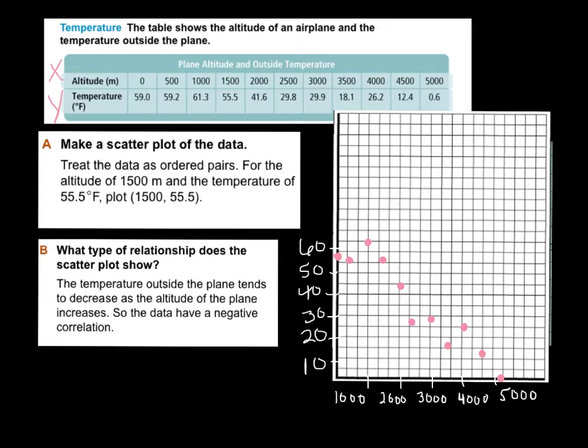All right, there's my points. And if you can look at it, this has a negative correlation. So as the altitude increases, which is my x value, as the altitude increases, the temperature decreases. So they're opposite of each other. So that's a negative correlation. That is how you graph a scatter plot. All right. Let's look at another one.